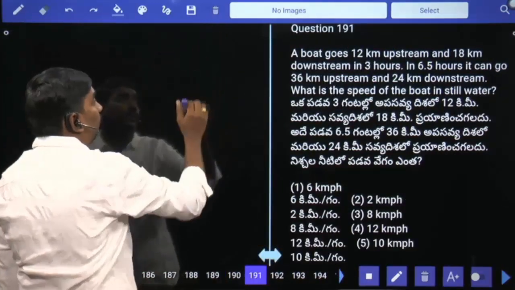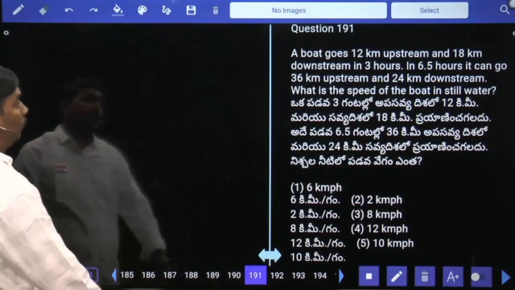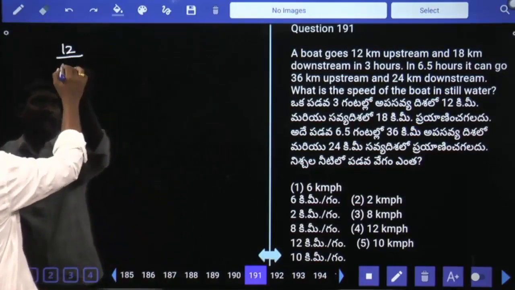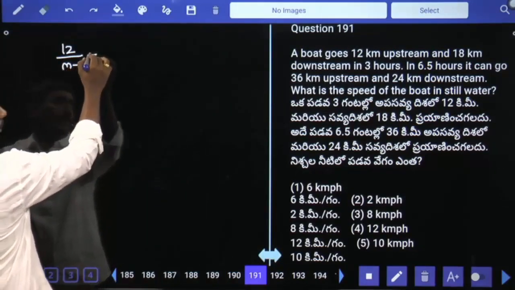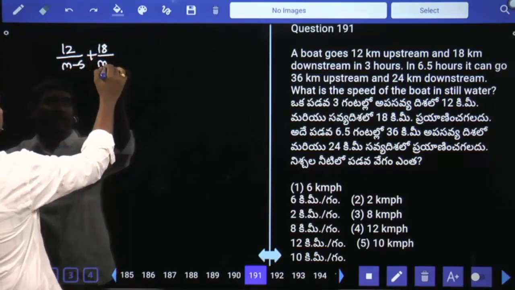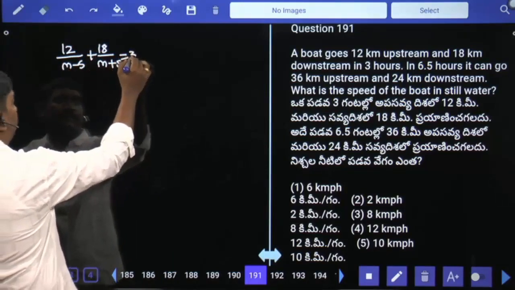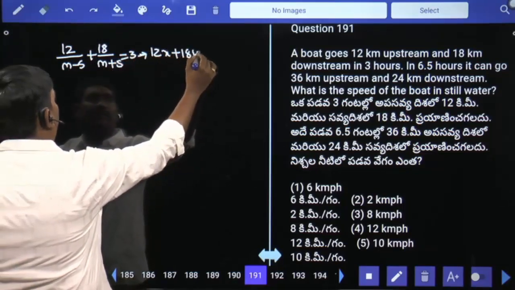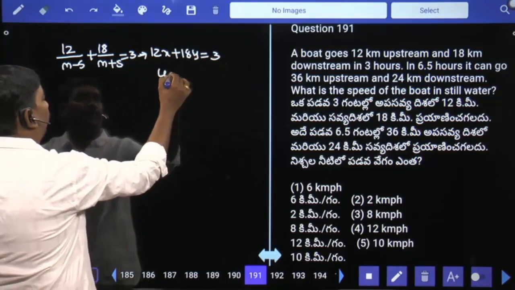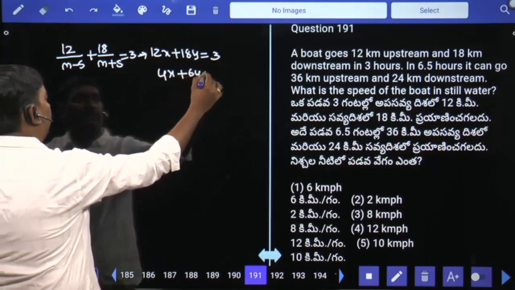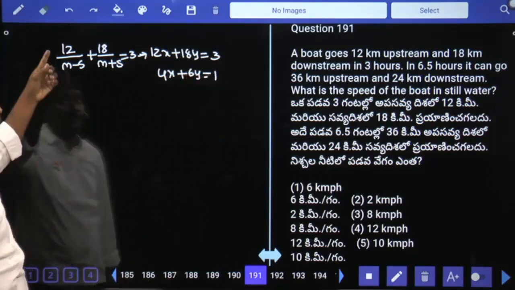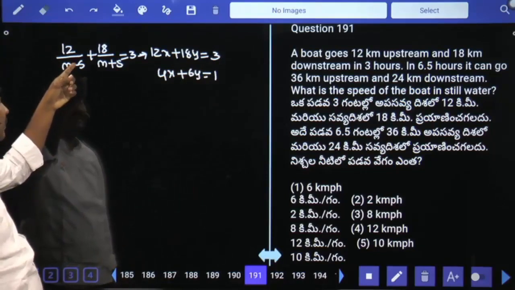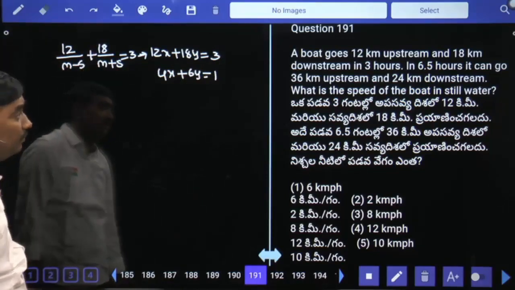Next. A boat goes 12 kilometers upstream, M minus S, and 18 kilometers downstream, M plus S, in 3 hours. That is nothing but 12x plus 18y is equal to 3, which gives 4x plus 6y is equal to 1. I just imagine 1 by M minus S is equal to x, and 1 by M plus S is equal to y.